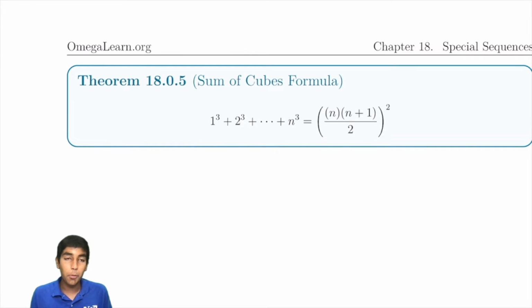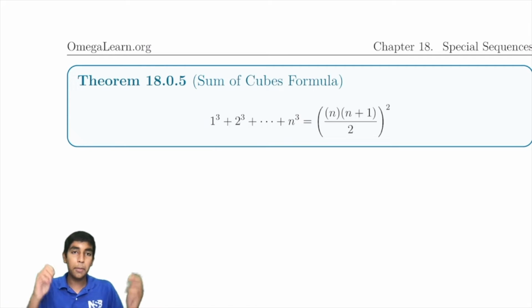The sum of cubes formula. Now this is a very cool one. It's just n times n plus 1 divided by 2, squared. So the sum of cubes, as counterintuitive as it may seem, is the square of the sum of numbers.